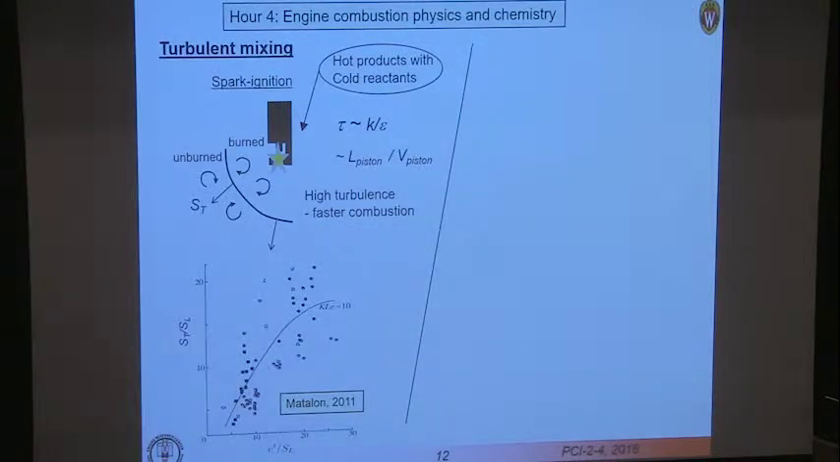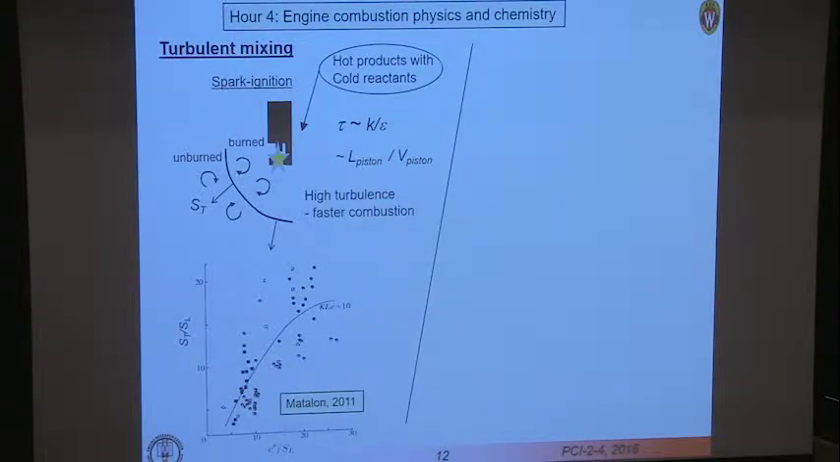Just to summarize then, turbulent mixing plays a huge role in engine combustion. In the spark ignition engine, you have hot products behind the flame being mixed with cool reactants ahead of the flame, and it's through this process that a flame is developed and propagates into the mixture, the time scale being associated with the turbulence in the engine caused by large-scale motions and the piston velocity.